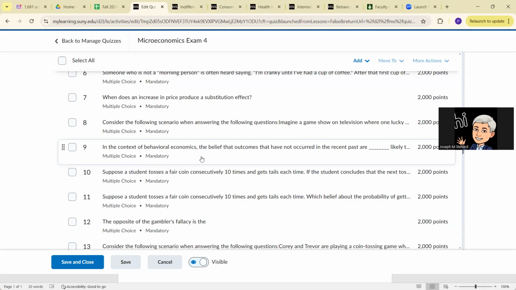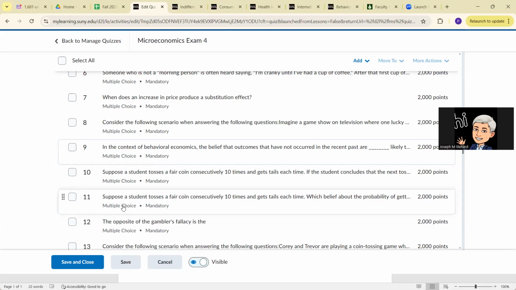In the context of behavioral economics, the belief that outcomes that have not occurred in the recent past are more or less likely has to do with the hot hand fallacy or the gambler's fallacy. You can figure that out. Suppose a student tosses a fair coin 10 times and gets tails every time. Well, then the chance that the next time you flip the coin is still 50-50, but if you don't think so, you're falling for one of the fallacies.